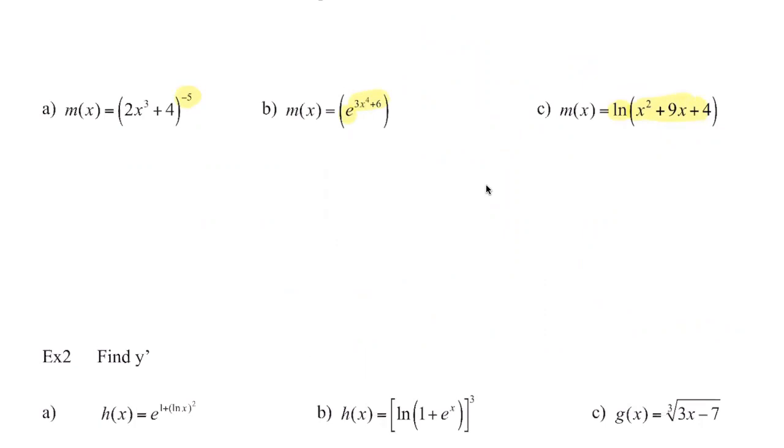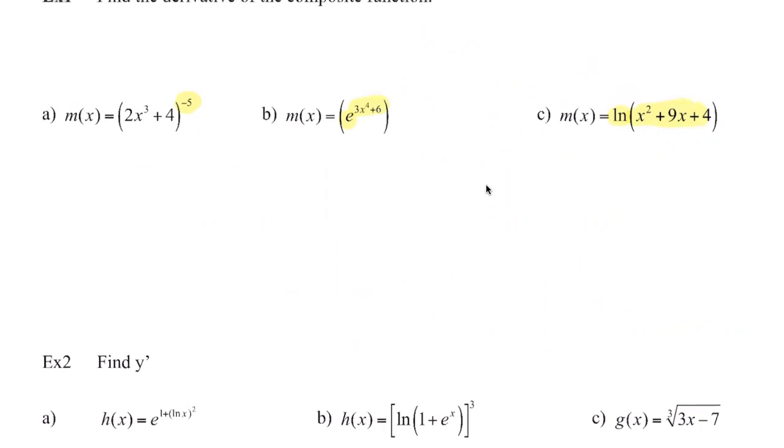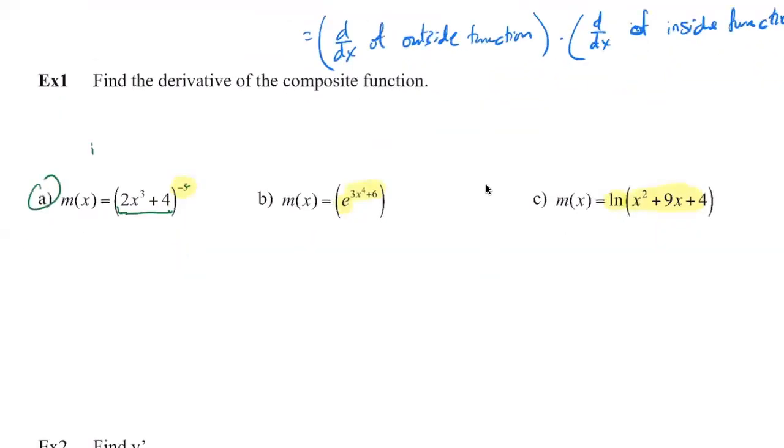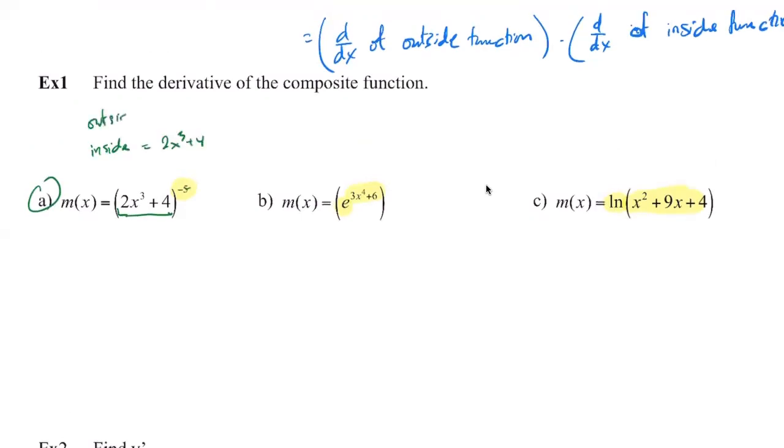Okay, what would you say the inside and the outside function is for part a here? What will be the inside function? Well, the inside function is going to act as this input here being raised to the fifth power. So the outside function is going to be the negative fifth power. So we can say inside is 2x to the third plus 4, and then outside is x to the negative fifth, right?